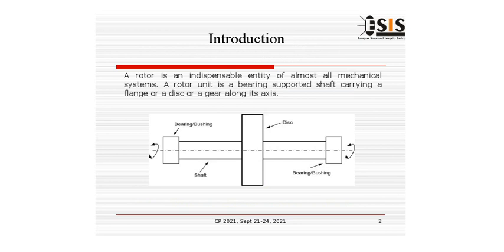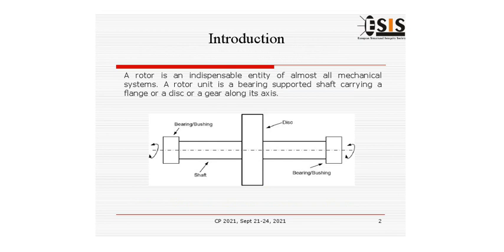A rotor typically is a rotating shaft supported by bearings over which a disc is attached concentric to the cross section of the shaft. That is, the center of the disc lies on the axis of the shaft, and the disc and the shaft as a single unit is called a rotor. Since the mechanisms of almost all machineries have some motion transmission from linear to rotary or vice versa, a rotating shaft or a rotor can be considered to be the heart of any machine system.